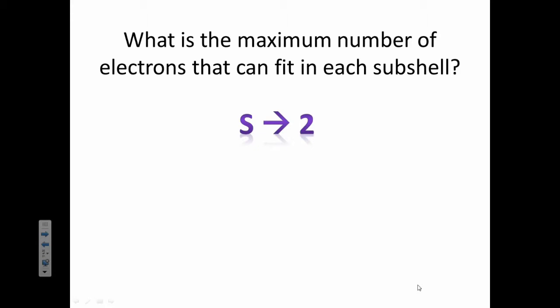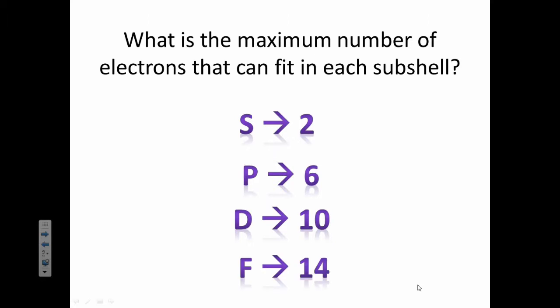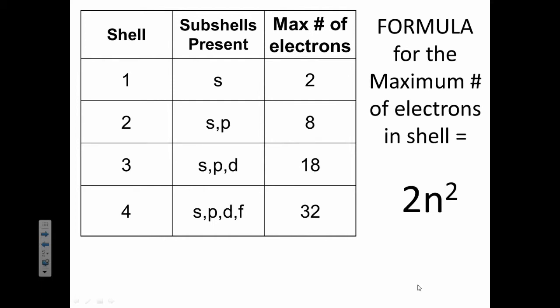So just as a recap, what's the maximum number of electrons that can fit in each subshell? In an S, there can be 2, in a P, 6, in a D, 10, and an F, 14 max electrons. There's another little cheat formula you can use to help you determine the maximum number. You can put the shell number into this formula, 2n squared. So for example, if you wanted to know the max number of electrons in the 4th shell, 4 squared is 16 times 2 is 32. So that works for each of these shells.